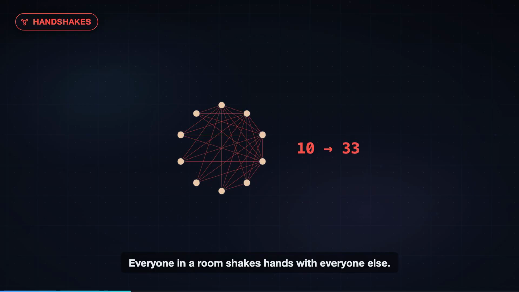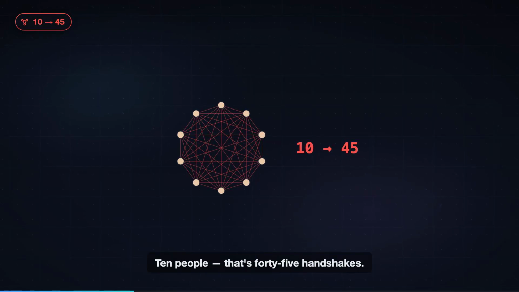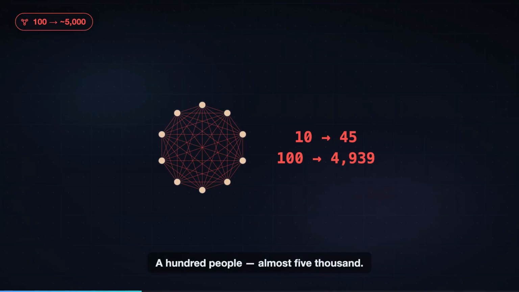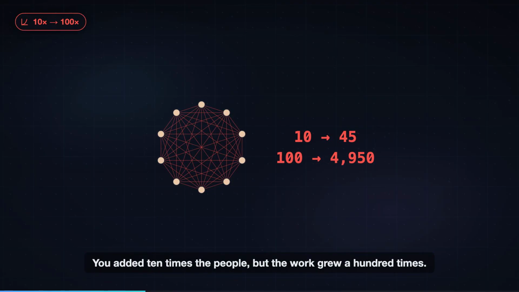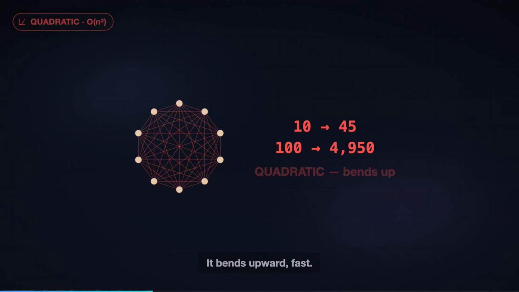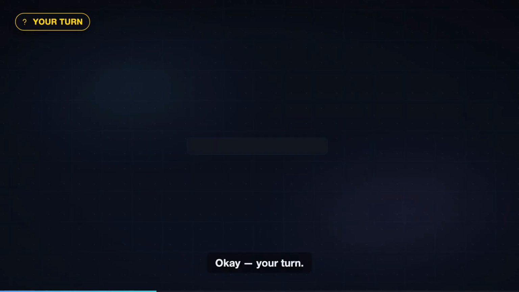Now a different task. Everyone in a room shakes hands with everyone else. 10 people, that's 45 handshakes. 100 people, almost 5,000. You added 10 times the people, but the work grew 100 times. That's not a straight line anymore. It bends upward, fast.